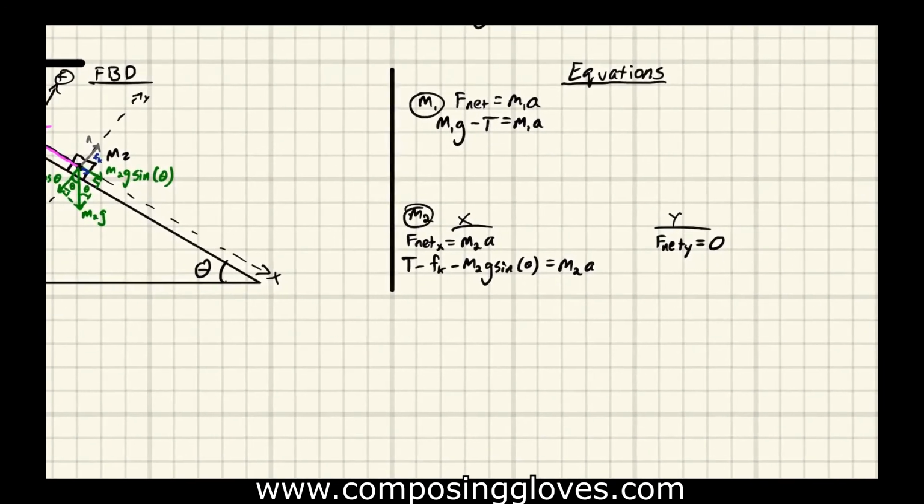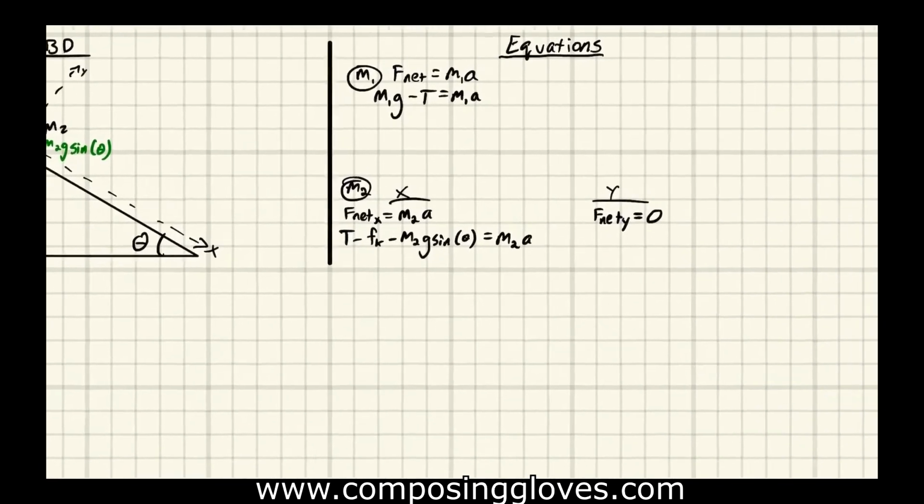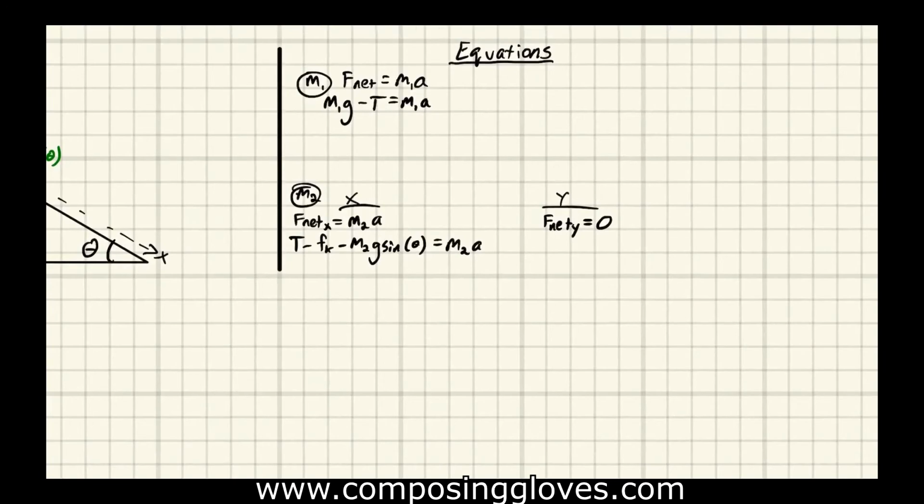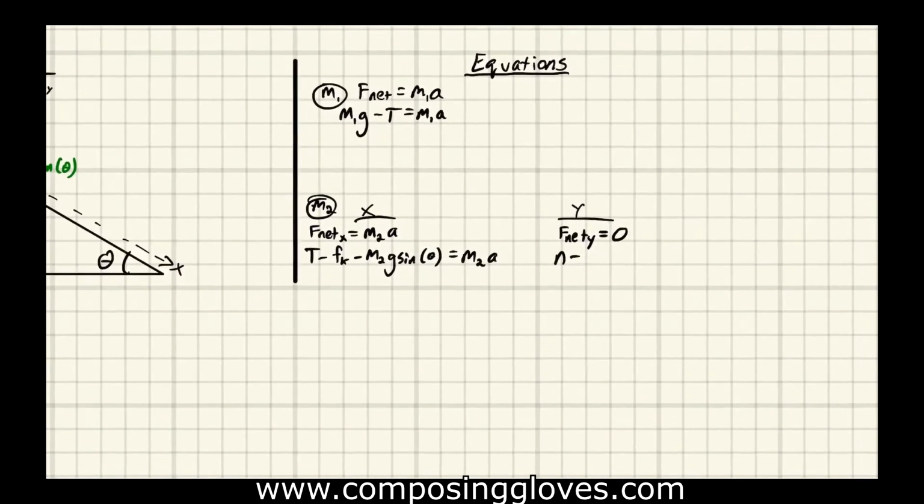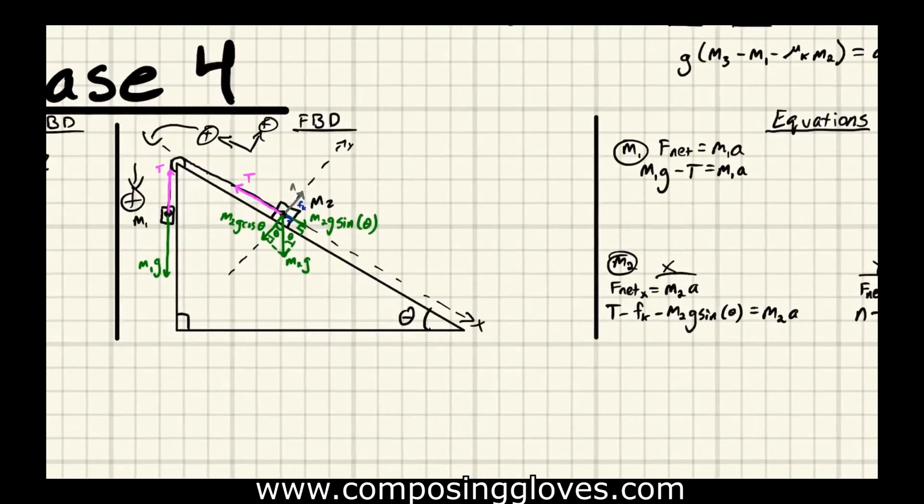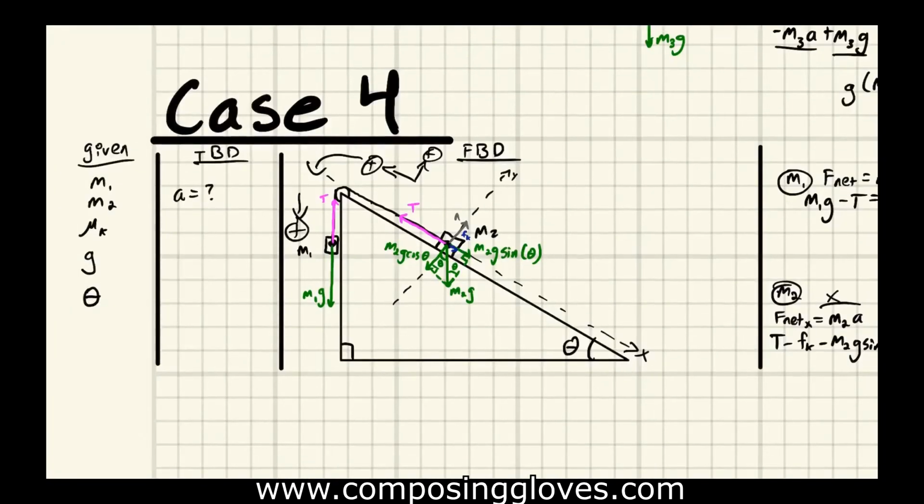And then for F net Y, that's just going to be our normal force. And we have the force M2G cosine theta. So we have our normal force, which is going in the positive direction. So that's going to be positive, minus M2G cosine theta, equal to zero. And I believe that's it. We got it all. So let's go ahead and solve for the acceleration, right? Because that's what we want to know.